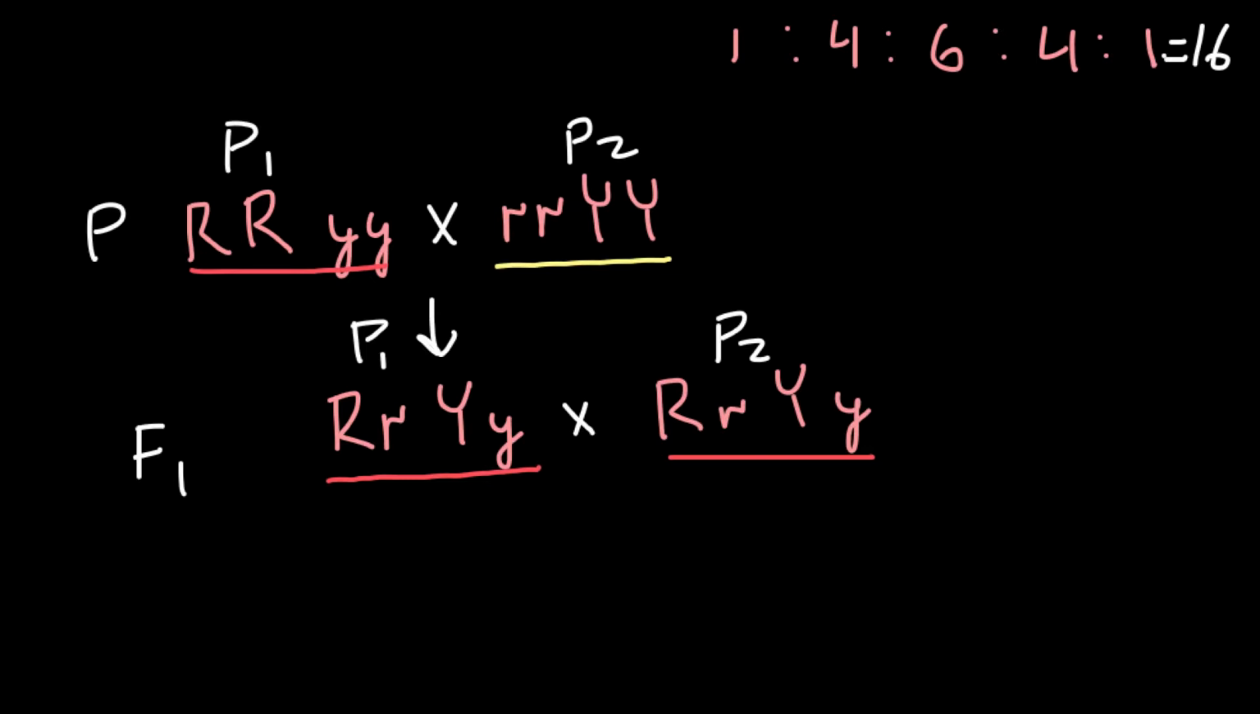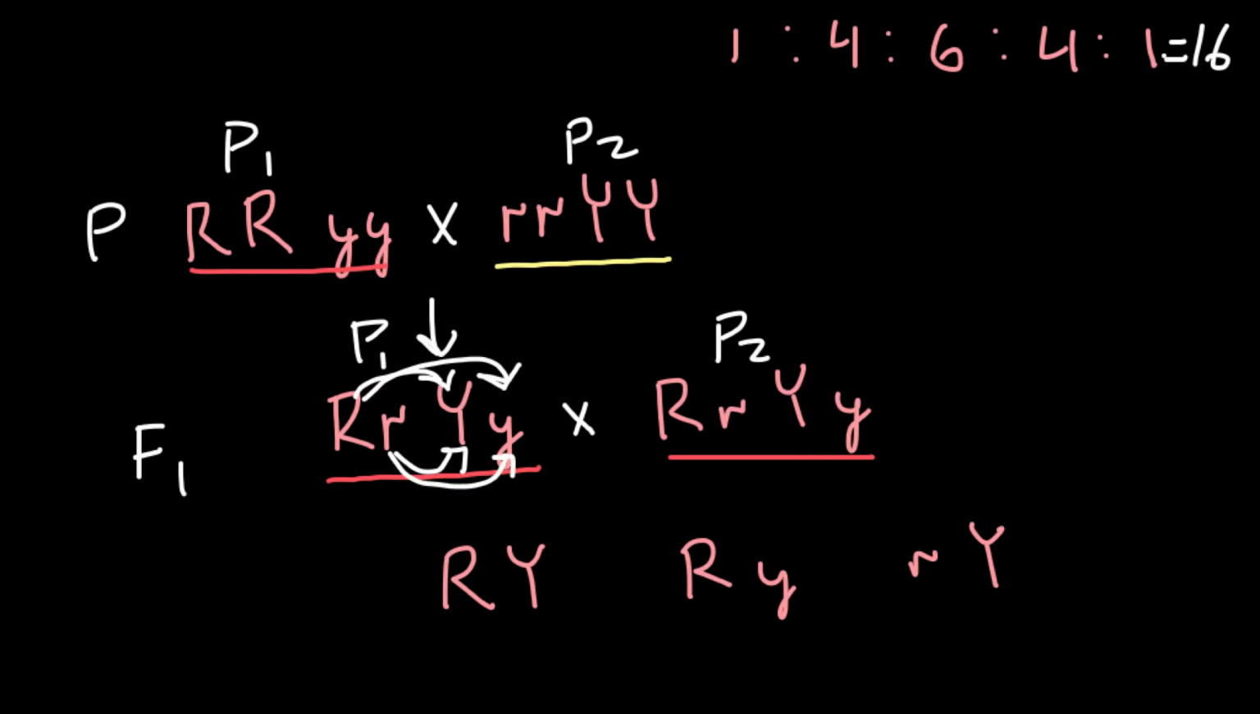So parent 1 would produce capital R and capital Y. This is going to be the first type of gametes. The second one would be capital R and small y. The third variant would be small r and capital Y. And the last variant would be small r and small y.